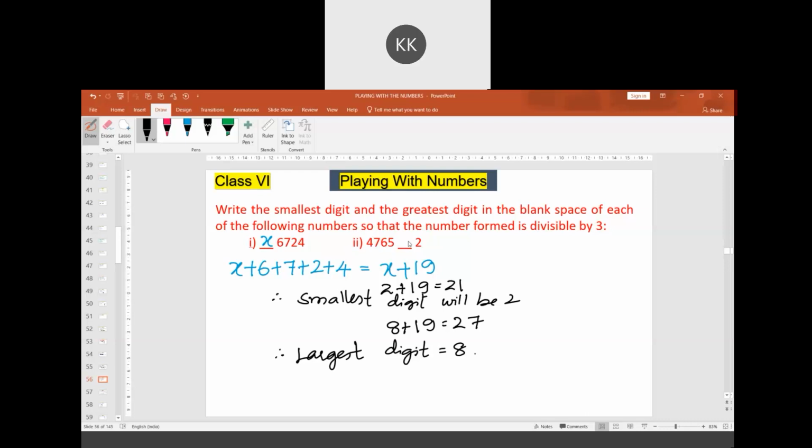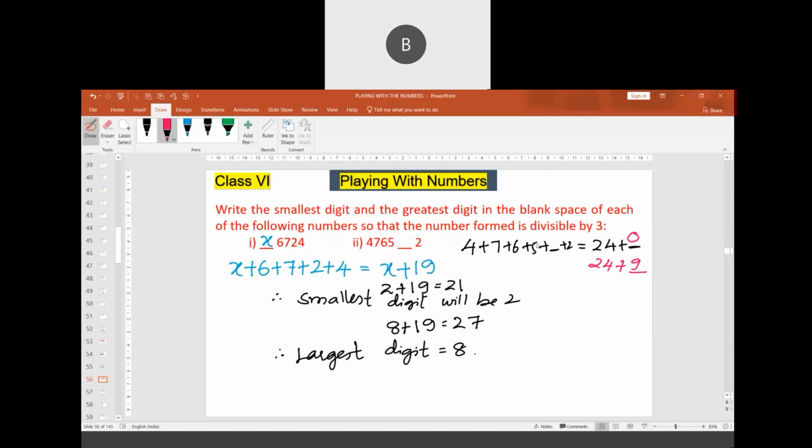If you want to answer the second one, if you take 0, what will be the sum? Let's add them. 4 plus 7 plus 6 plus 5 plus 0 plus 2 plus 2. What is the sum? 4 plus 7 is 11. 11 plus 6 is 17, 17 plus 5 is 22, 22 plus 2 is 24. That is already divisible by 3, so we can put 0. And if we want the largest number, we can add 9. 24 will become 33. 33 is divisible by 3.